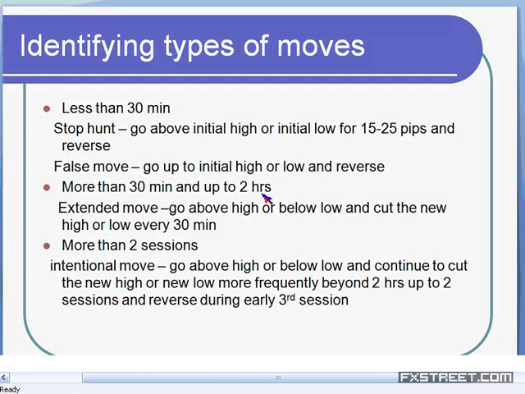Then you come across moves of more than 30 minutes. That means they stay above the initial high or below the initial low for more than 30 minutes and up to 2 hours. That is an extended move. These extended moves are quick moves. They quickly go above the high, stay there, and continue to cut the high for 2 hours. In the last 30 minutes they stop cutting the high and come below the initial high afterwards. That is an extended move.